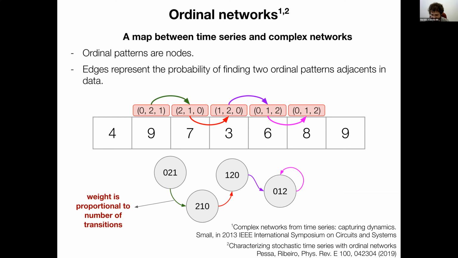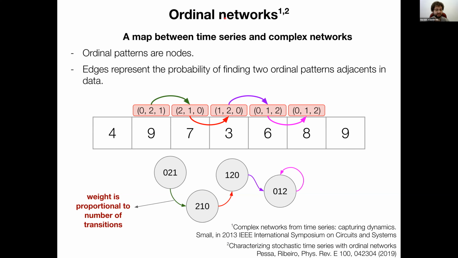Similar to what happens with the permutation entropy, ordinal networks were also proposed to investigate time series, actually to be a map between time series and complex networks. The idea is that we map a time series into a complex network and use the properties of the network to characterize the time series. There are many other approaches that map time series into complex networks, but in this case I will be talking just about ordinal networks.